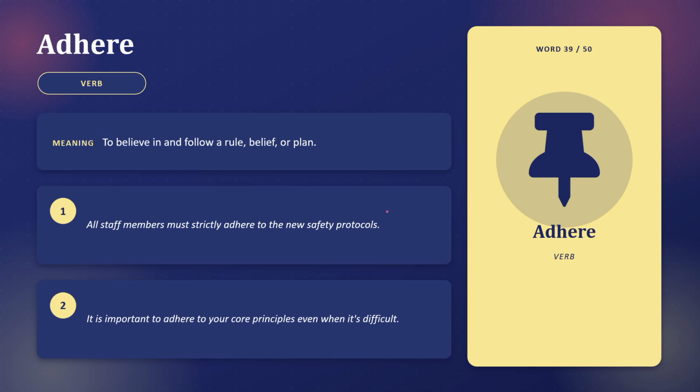Next, adhere. It is a verb. It means to believe in and follow a rule, belief, or plan. All staff members must strictly adhere to the new safety protocols. And example 2: it is important to adhere to your core principles even when it is difficult. Okay.